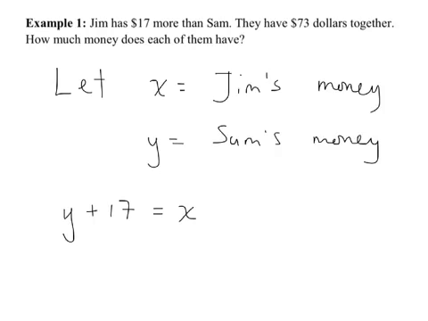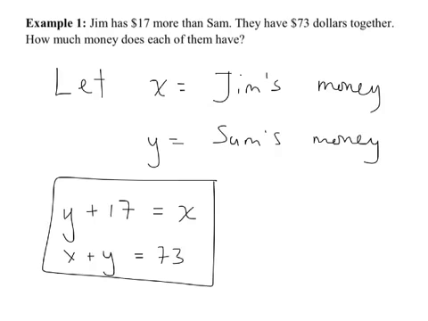The second statement tells us that together they have how much money? $73. So if they have $73 together, what does that mean? X plus Y equals 73. And you'll notice here's our system boxed in. So what we're doing here is taking these problems and writing out equations so that we can solve a system of equations.